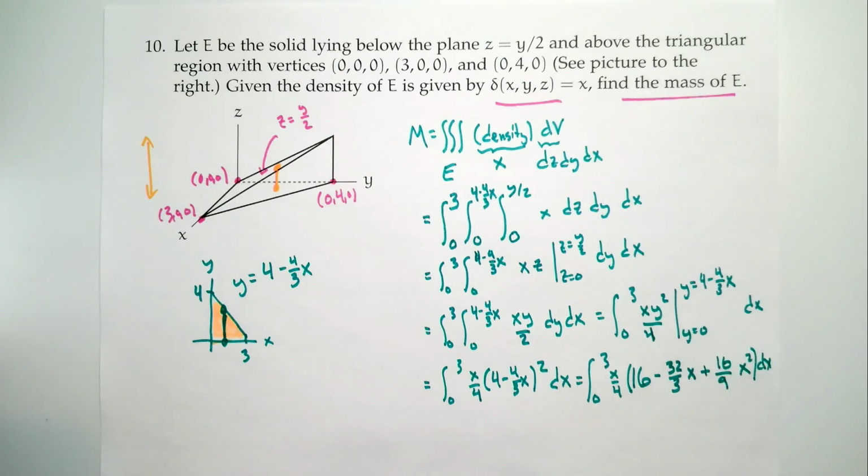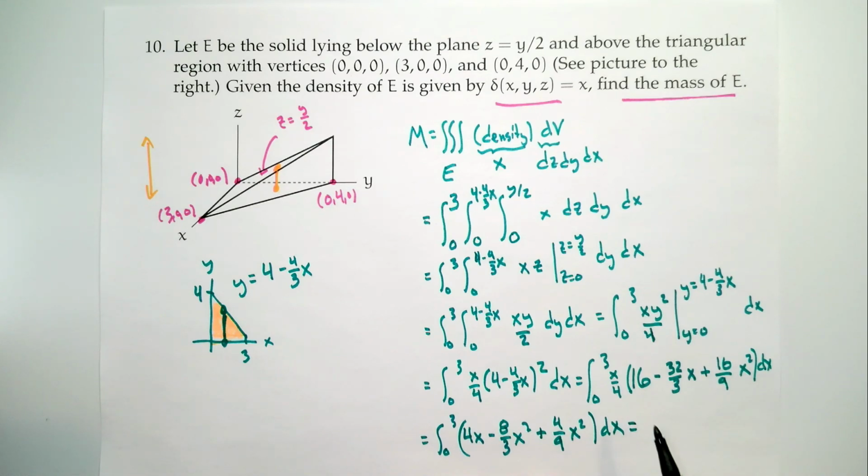All right, so multiply the x over 4 through. X over 4 times 16 will give us 4x, and that's not so bad. X over 4 times 32/3, well, that'll be minus 8/3 x squared. 16 over 9 times x over 4 will give us 4 over 9 x squared. Okay, all right. Maybe we can figure this out. Maybe it's not so bad.